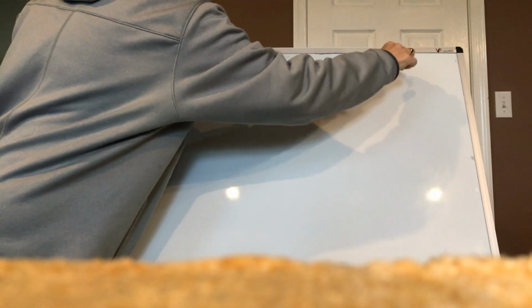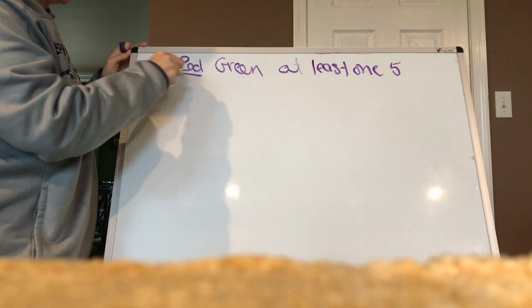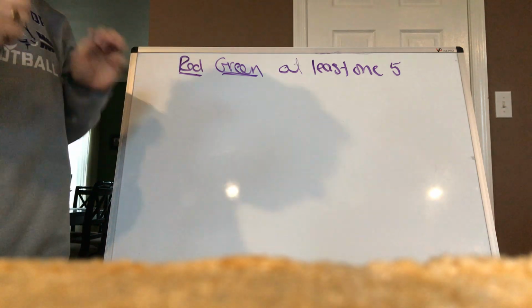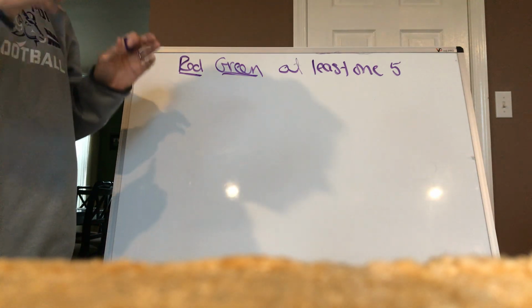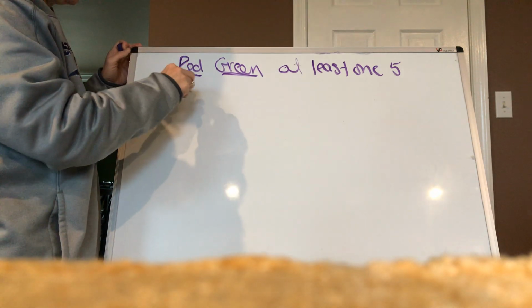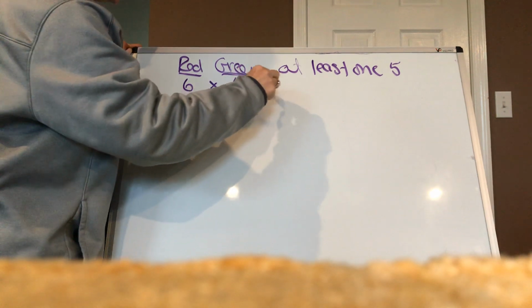One 5. Now, order matters because you've got a red dice and a green dice. So you need to think of the total possibilities. You've got 6 possibilities on the red, 6 on the green. 6 times 6 is 36.